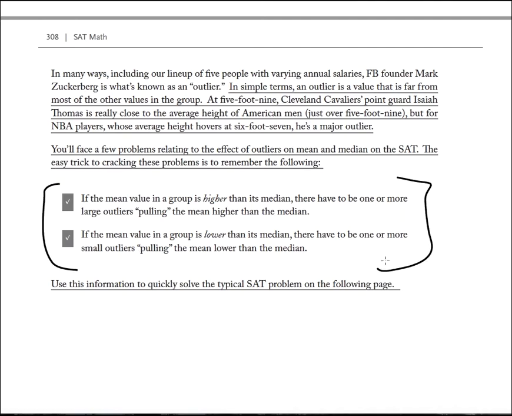This is what I want you guys to know. This is very, very important. I want you guys to star this. If the mean value in a group is higher than its median, there have got to be some outliers pulling the mean higher than the median. If the mean is higher than the median, that means there are some outliers that are far greater. And conversely, if the mean value in a group is lower than its median, there have to be one or more small outliers that are pulling the mean down.